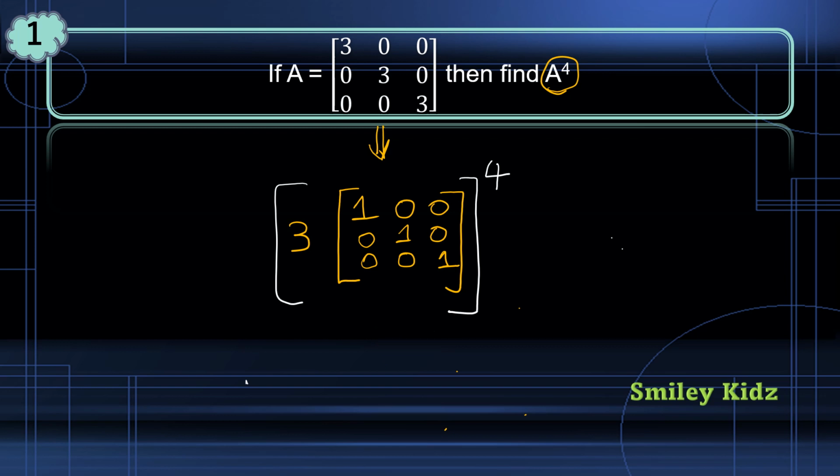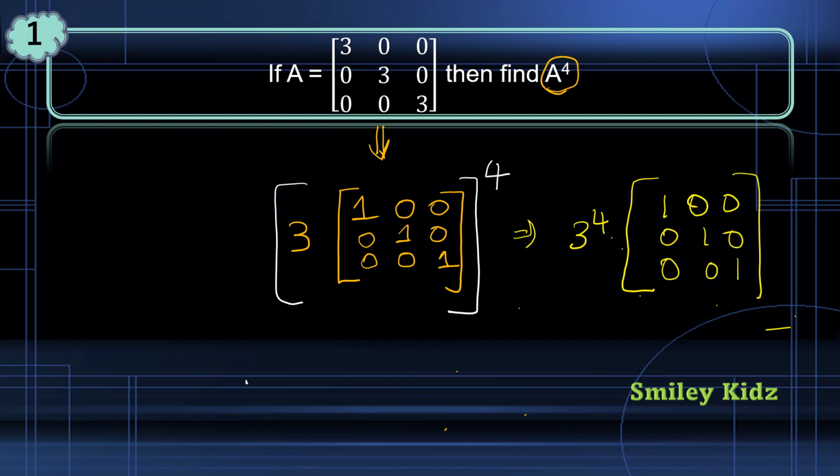Alright. Now this is basically 3 power 4. In brackets you'll have 1, 0, 0, 0, 1, 0, 0, 0, 1, whole to the power of 4. I've just shared this 4 into the 3 and this matrix, right? That is 3 power 4 and the unit matrix whole to the power of 4.